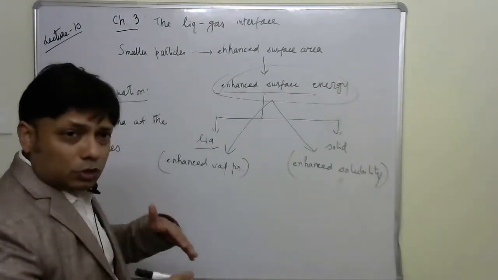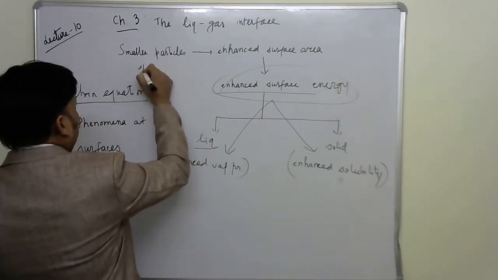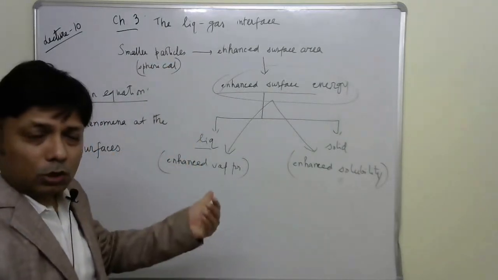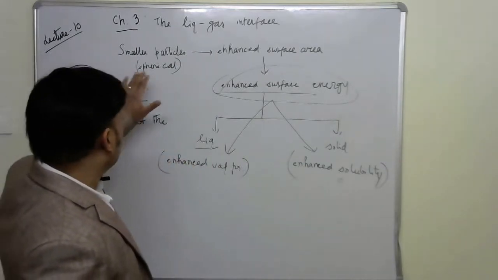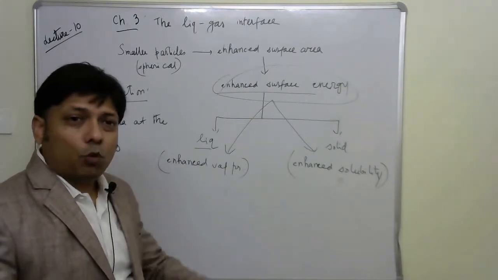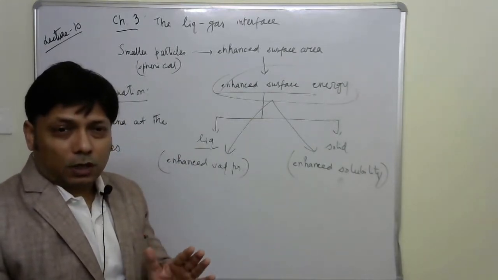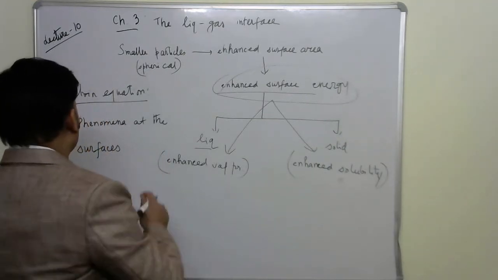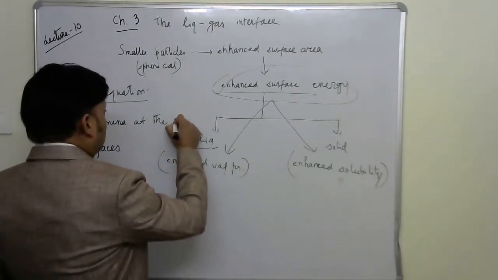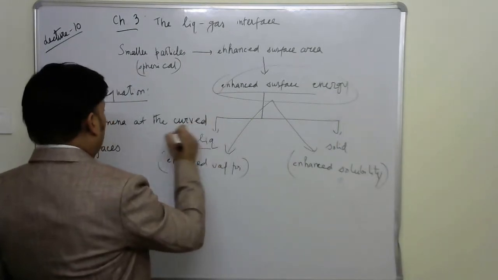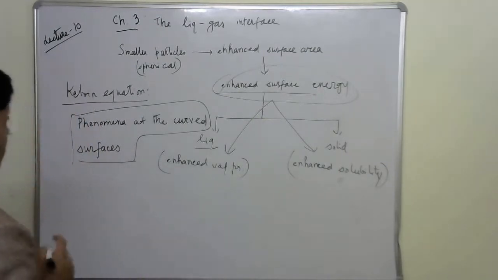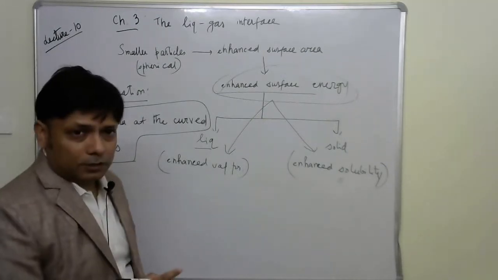Now, the most general assumption that we make when we talk about smaller particles is that these are spherical entities, that means spherical in shape, smaller particles, be it liquid or solid. So whenever we have a smaller, spherical particle, a portion of the surface becomes a curved surface. So therefore, the Kelvin equation describes the phenomena at curved surfaces. All right. So that would be the topic of our current discussion, phenomena at curved surfaces.